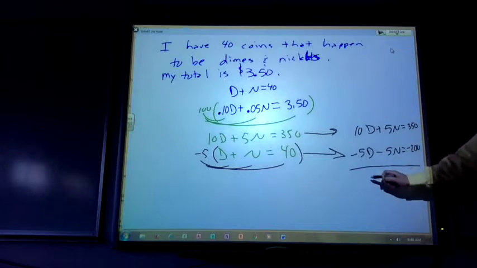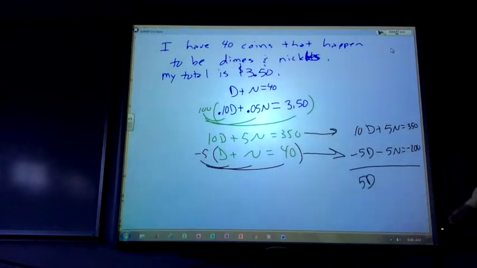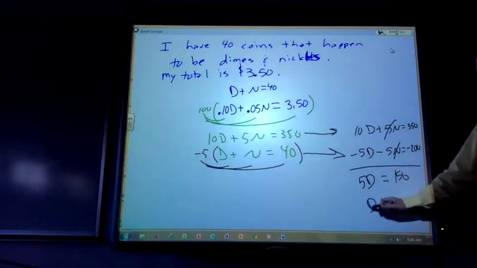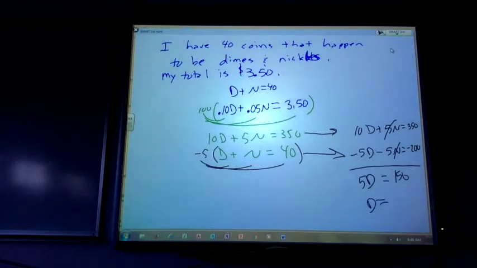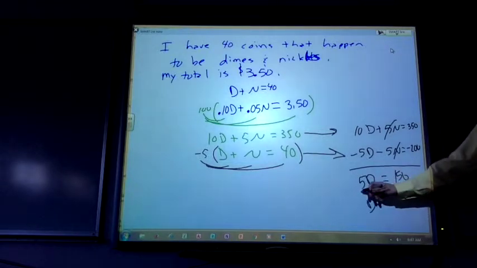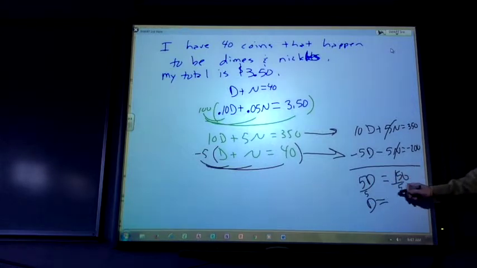All right, 5d. Those cancel. Equals how much? 150. Divide each side by 5. So how many dimes do I get? What's 150 over 5, Christian? What's 15 over 5? 3. What's 150 over 5? 30. So I happen to have 30 dimes.